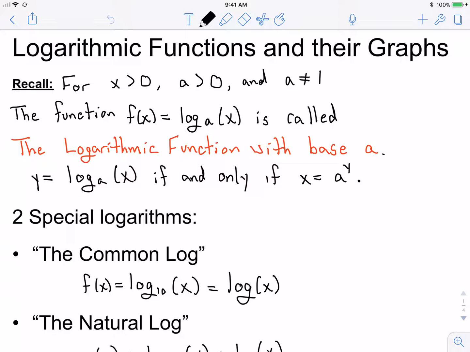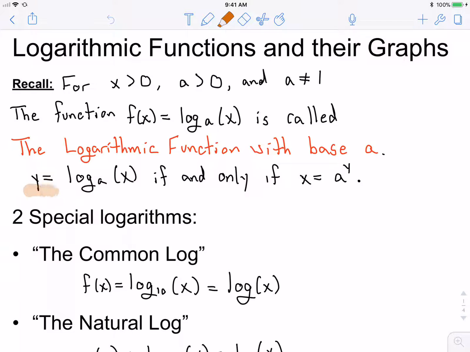Today we'll look more at logarithmic functions, and in particular their graphs. So remember that if we want to define a logarithm, our domain has to be positive numbers, the base of the logarithm has to be greater than 0, and we still don't want it to equal 1. Then we say f of x is equal to log base a of x is called the logarithmic function with base a. And the way that we evaluate logarithms is by undoing them and turning them into exponentials.